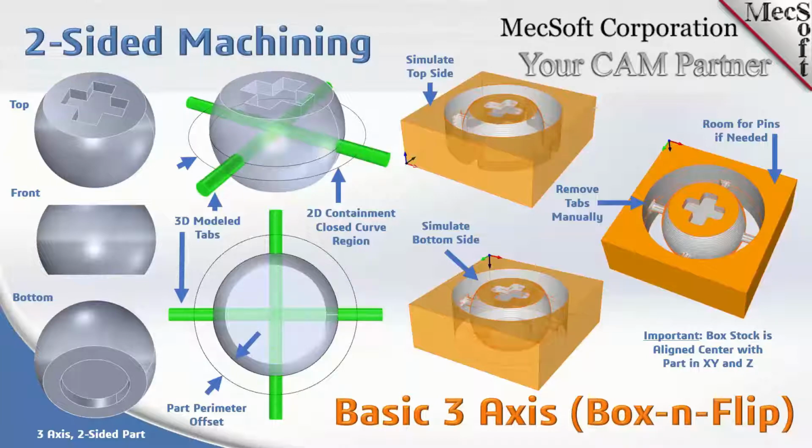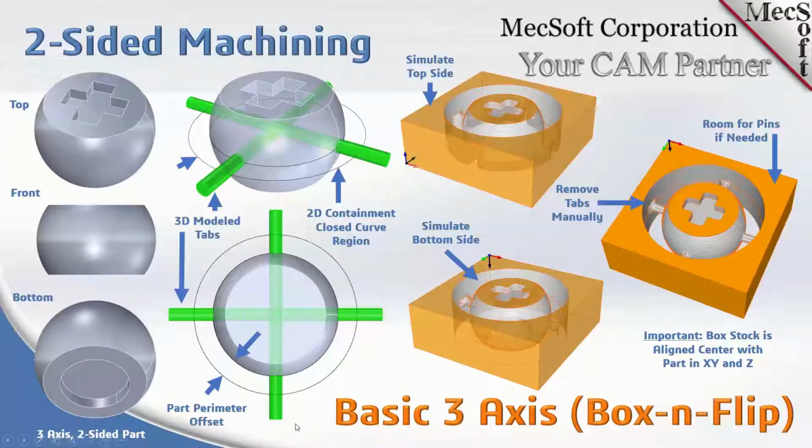So I'm going to start over here on the left, on the top. This is the part that we're illustrating. We've got the top view, the front view, and the bottom view. You'll see that there are features on both the top side and the bottom side, and there are obviously features around the perimeter. Obviously, you can't machine this from one side because you have undercuts over here that you can't get at.